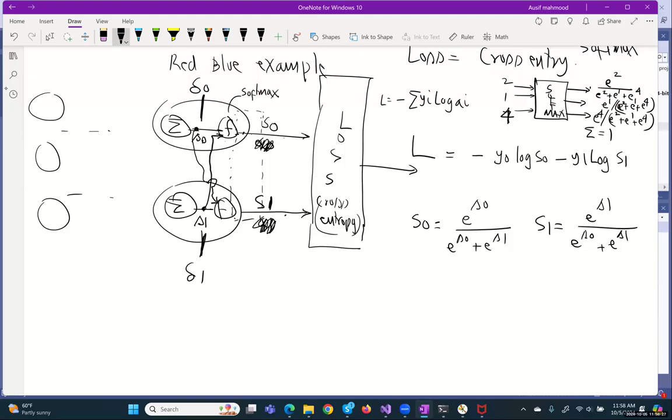So let's try to compute delta 0 and see if we can do it nicely. Delta 0, if you take a look, is basically from this loss. Let me use a color. From this loss, where will we go back?